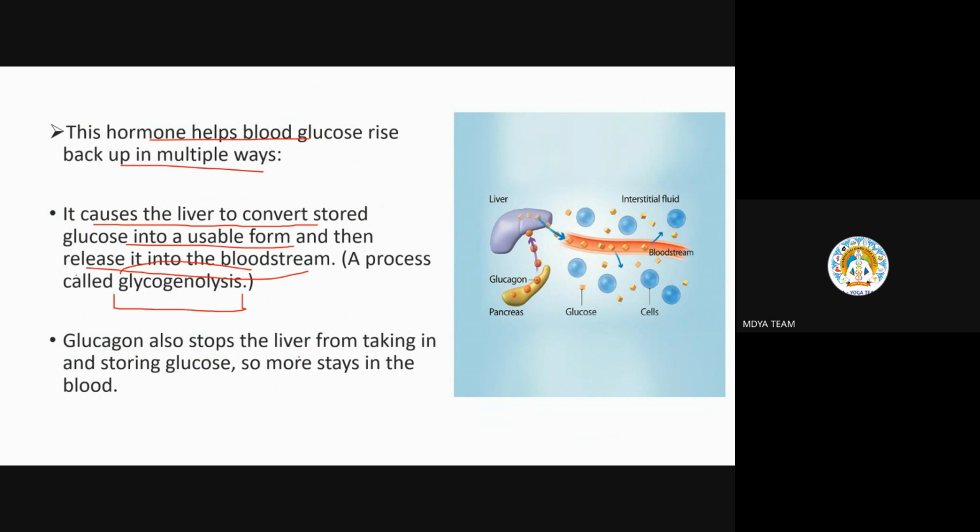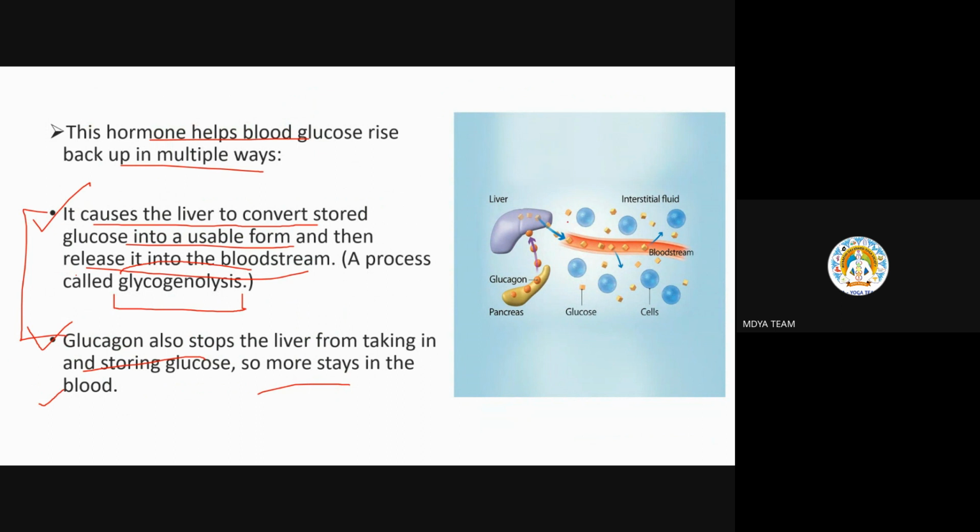The first method is like that. Another way: glucagon also stops the liver from taking in and storing glucose. Normally also, if we are taking food from outside and still the glucose level is low in our bloodstream, glucagon will stop the liver from taking glucose for storage. So it stays more in the blood. If the glucose is not taken by the liver for storage, it will be used by the bloodstream. So these are two ways, there are multiple ways also, but I wrote two here, through which glucagon helps to use glucose in the bloodstream.